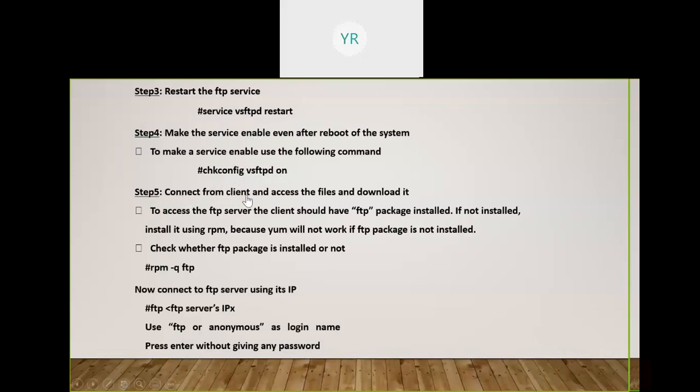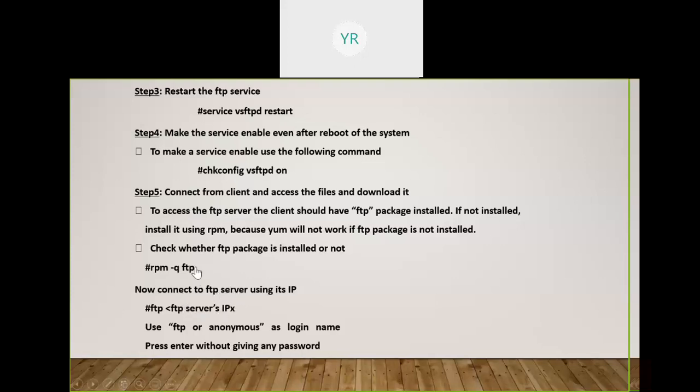After that go to the client, the system you want to act as a client, and access the files and download them. To access that FTP server, use the command ftp, then the server IP, then it will ask for a username. There you give ftp, just give the username as ftp, and no need to enter the password. Before doing that, we'll check whether the ftp package was installed or not, by using the rpm -q ftp command.